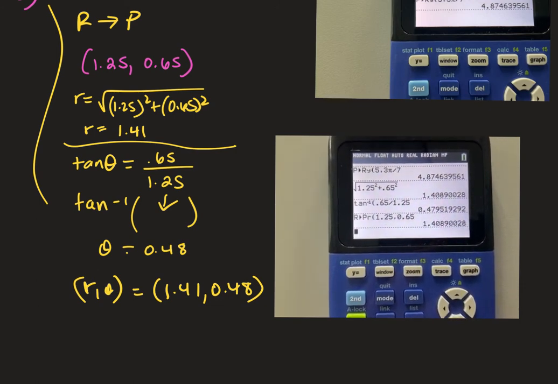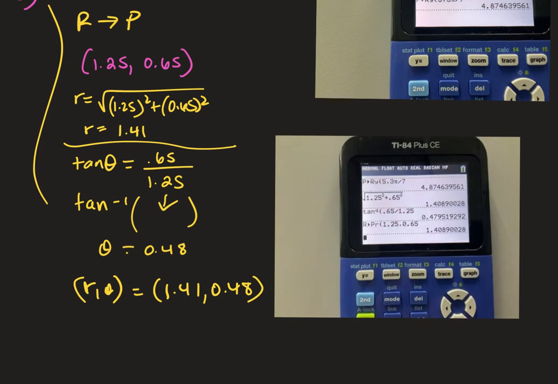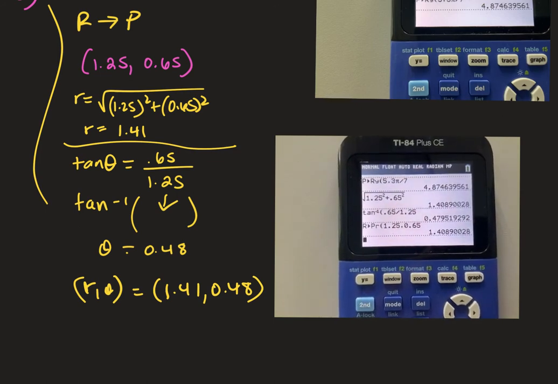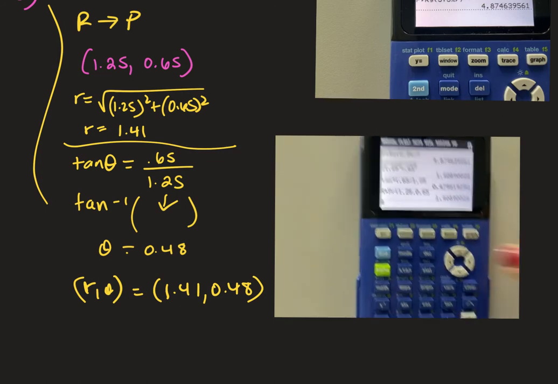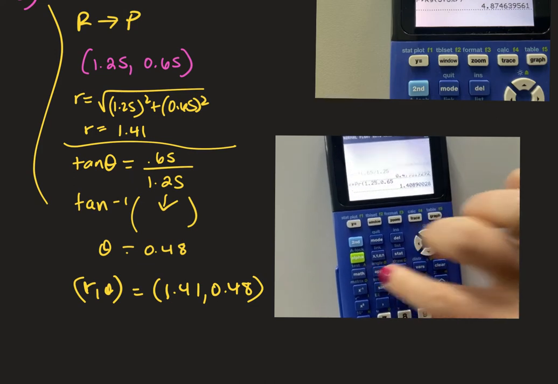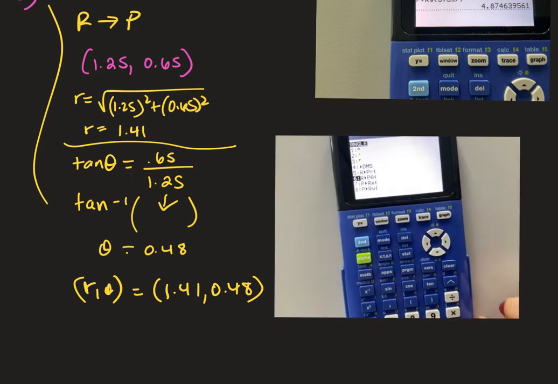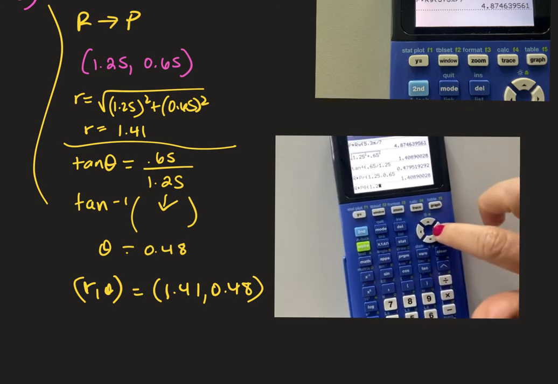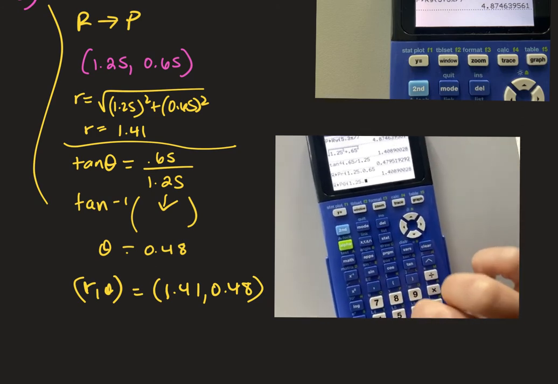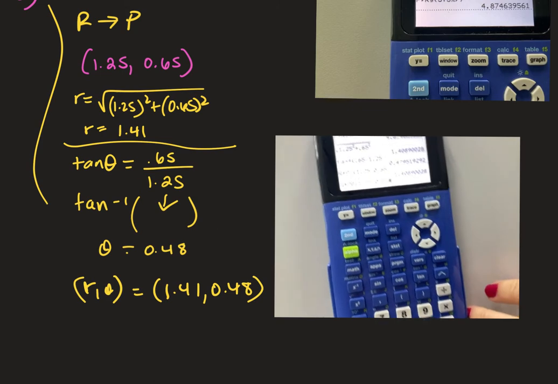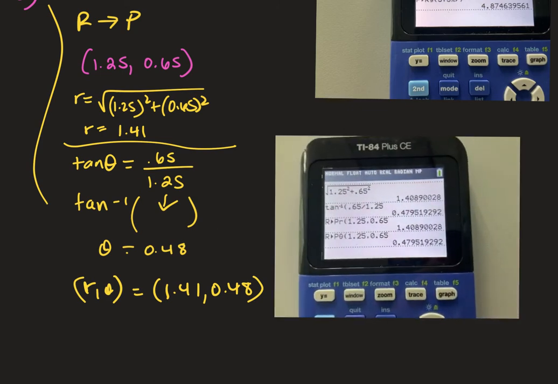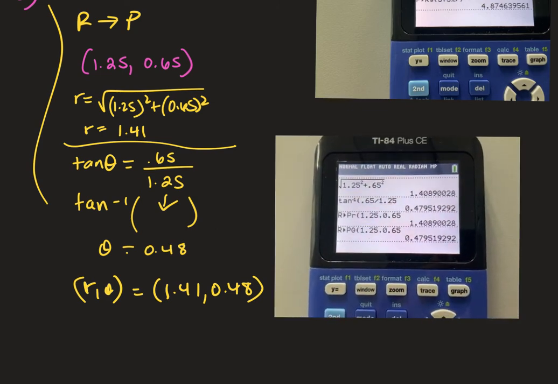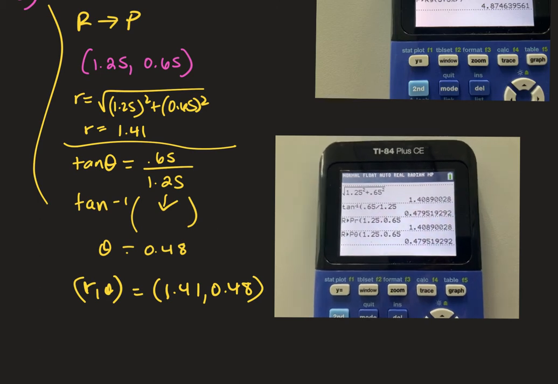Are you doing the shortcut key? Yeah. You did R to PR, and then R to P theta. Same point in, 1.25, comma, 0.65, or 0.65, that doesn't matter. And there's my theta, same as before, 0.48.